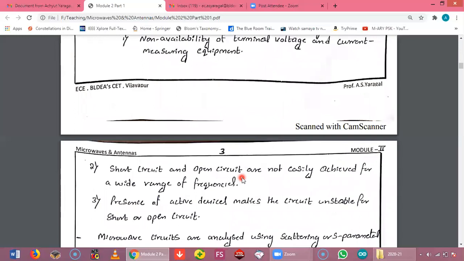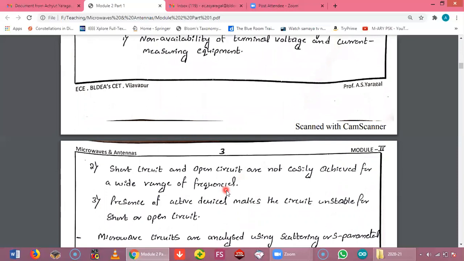The second point is that with short circuit and open circuit we are able to measure the voltage and currents using the H parameters at a low frequency. But the same thing is not possible at high frequency, that is, microwave frequency. Short circuit and open circuit are not easily achieved here.